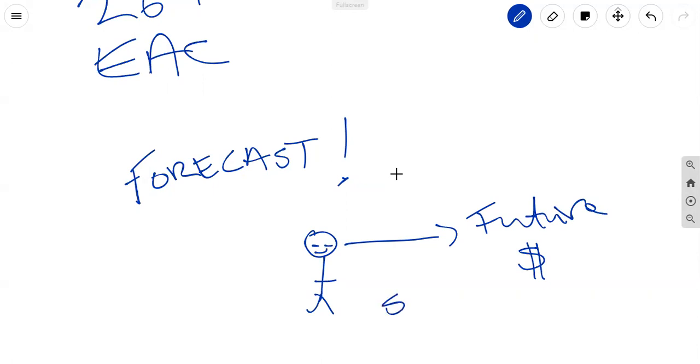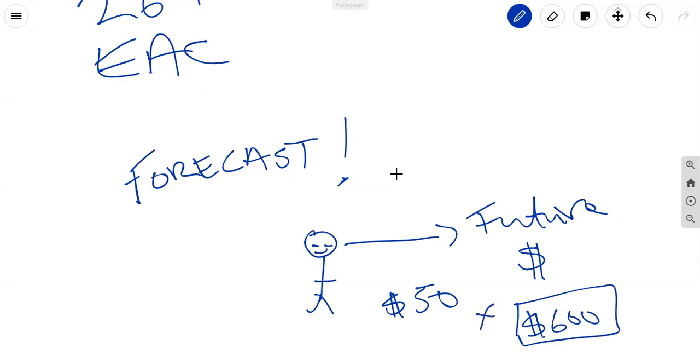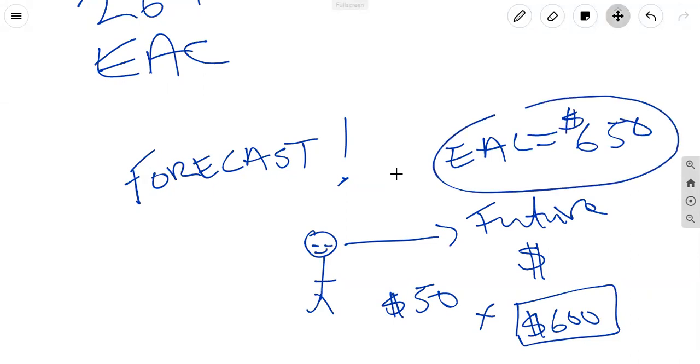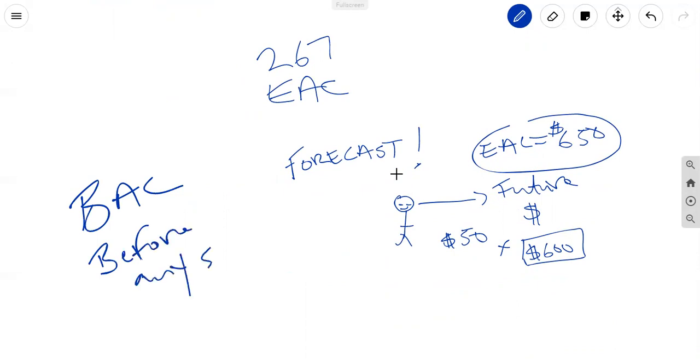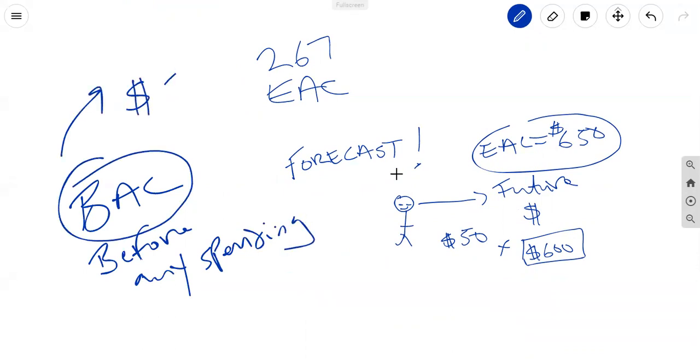So think about it like this. If you have spent $50 to date and you need, in your estimation of things, $600 more to finish the project, then your EAC is $650. What is the difference between this and BAC? Well, BAC is right at the beginning of the project, and this is your total spend projected even before the work has started. This is before any spending. You have not spent a dime at this point. And you might have said, oh, our BAC will be $500.